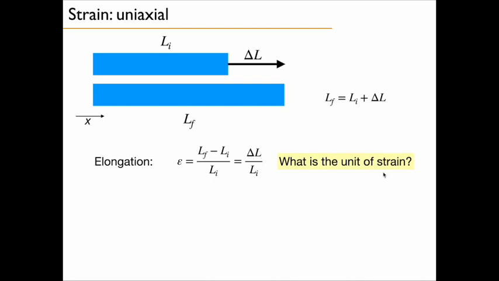The question is, what is the unit of the elongation strain here? This is unit length, meters, in these two, and these two. So meters divided by meters gives no unit. So strain has no unit.